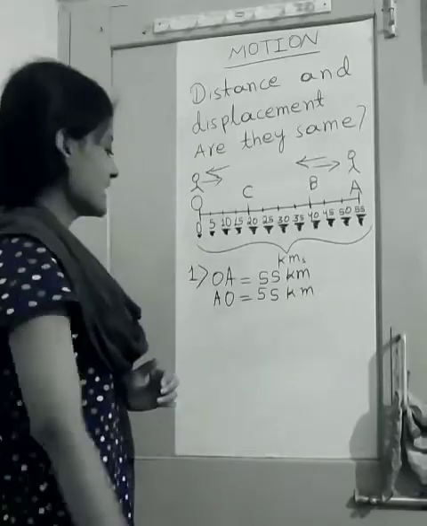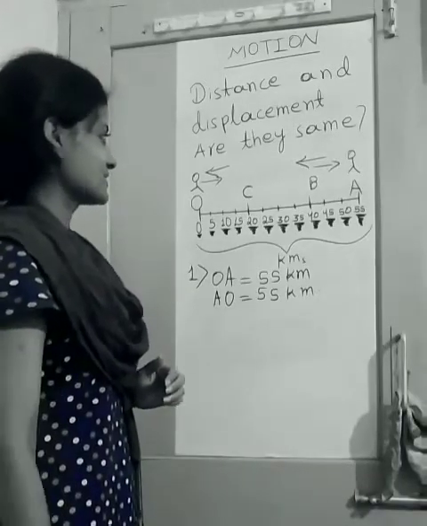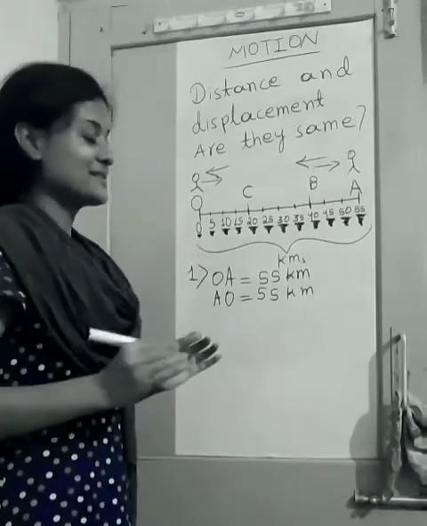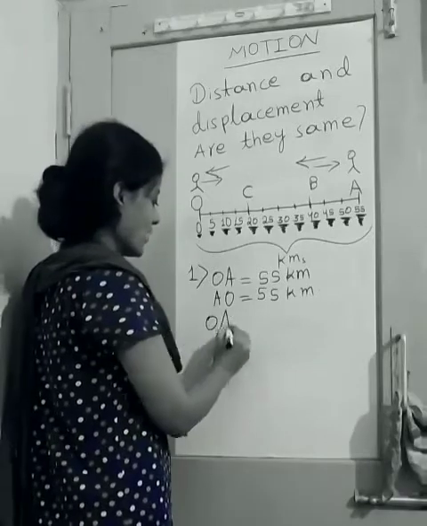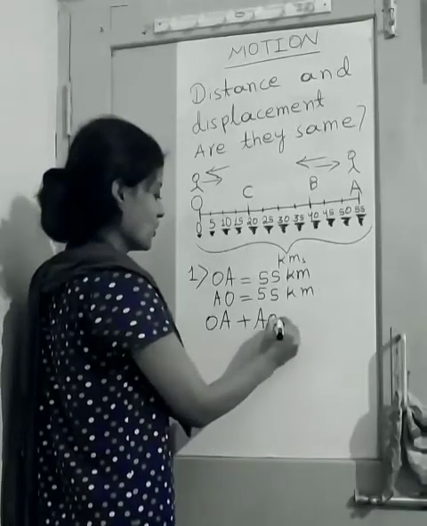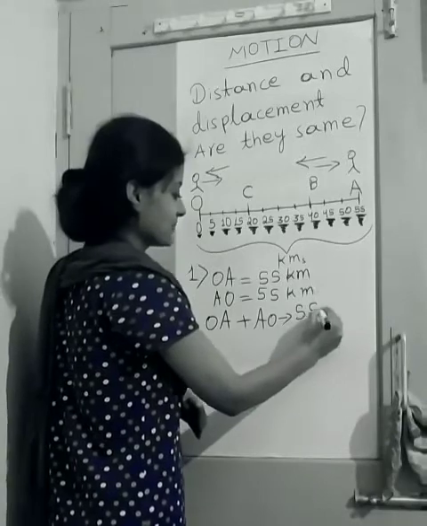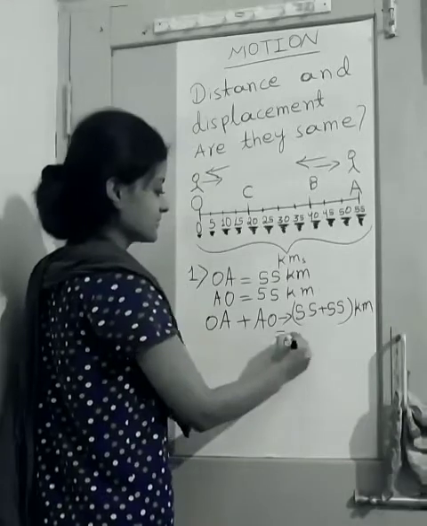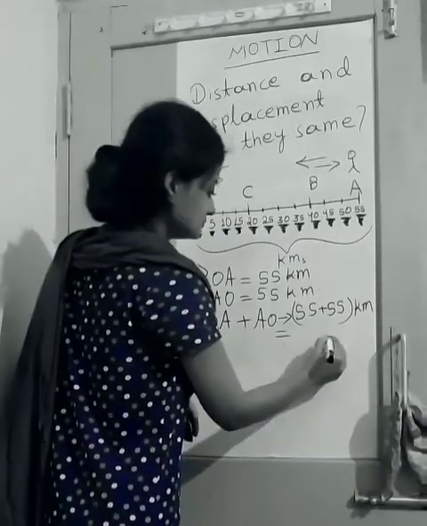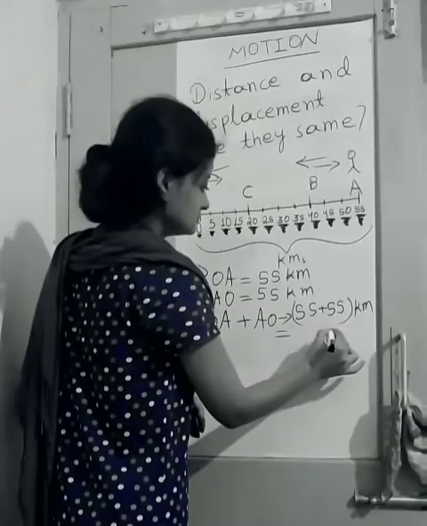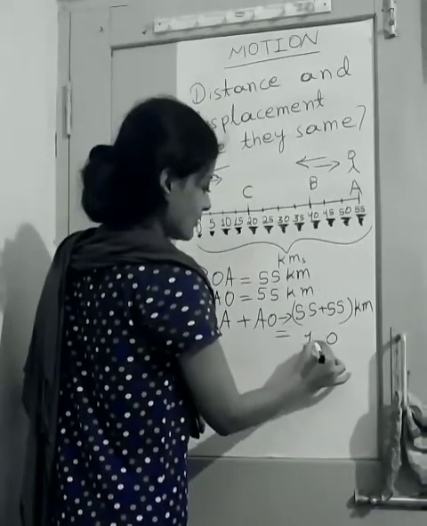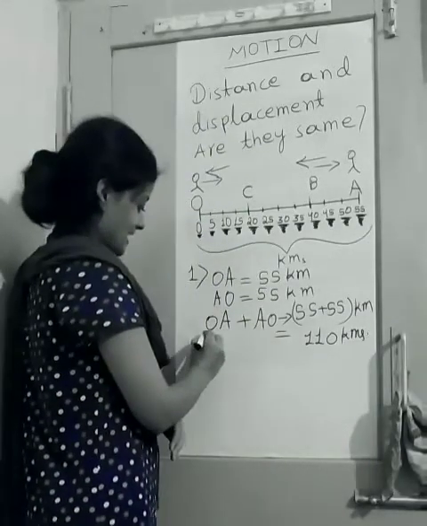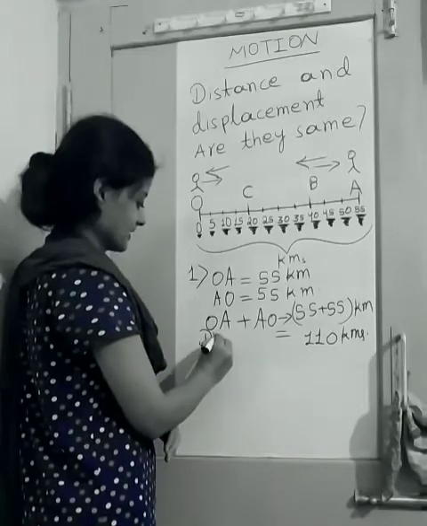Now, what is the question asked? The question asked is, what is the total distance covered by this human being? The total distance covered is clearly OA plus AO. That means 55 plus 55 kilometers, that means 110 kilometers. What is this? This is the distance, the total distance covered. Clear?